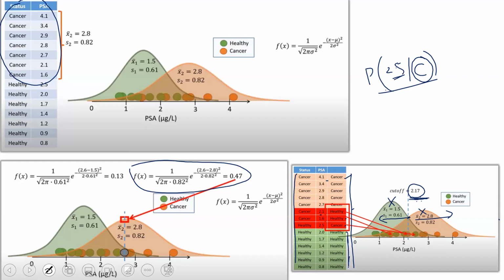But if you look at this, these 3 points we classified wrongly. We classified them as healthy when they are cancer. So the accuracy of this would be, how many total points are there? 5, 8, 10, and 14. Out of 14, we have classified 11 correctly. So the accuracy of this is 11 by 14. Okay, so this is how it actually works.